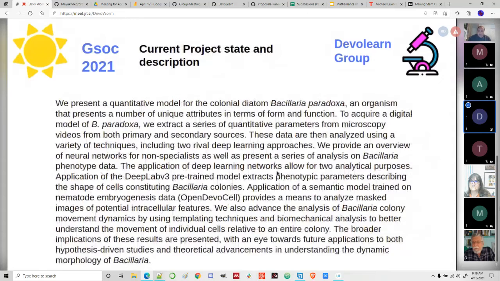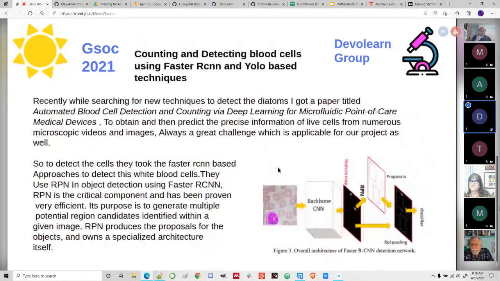Now, a quick description of the current project state. Currently we have DeepLab version 3 pre-trained models which extract the phenotypic parameters, like describing the shape of the cells, but they don't have any count method as far as I see. Yeah, and let's go to the next slide.